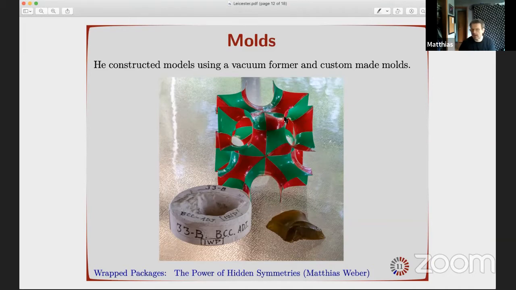So what you get there are lots of little quadrilaterals, and you can glue them together, and then you get a model like this.